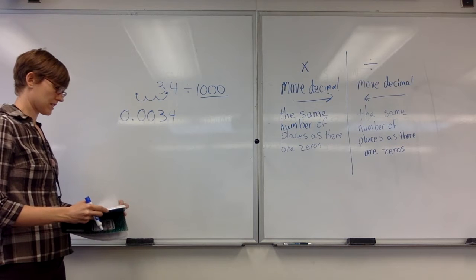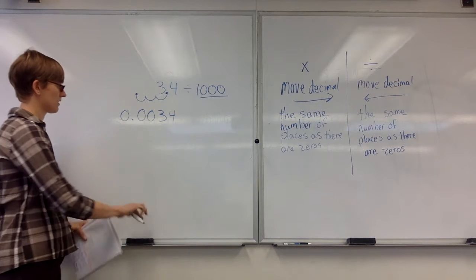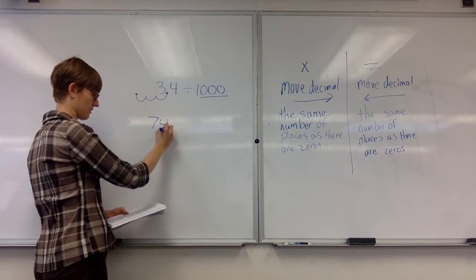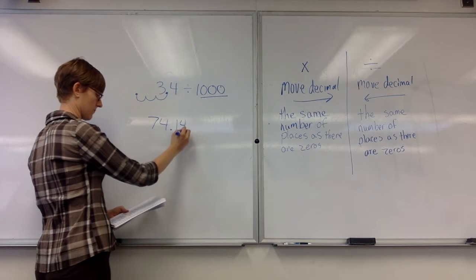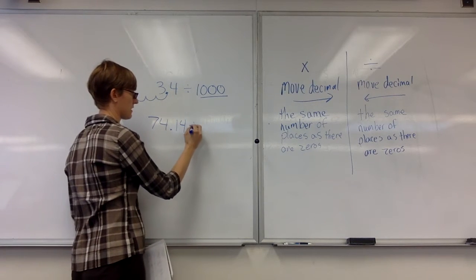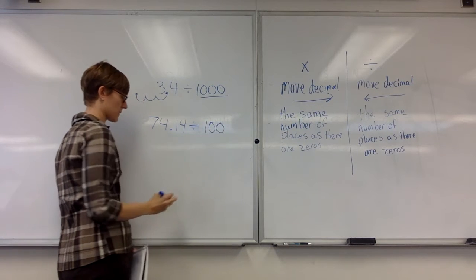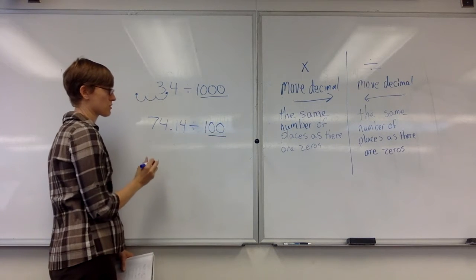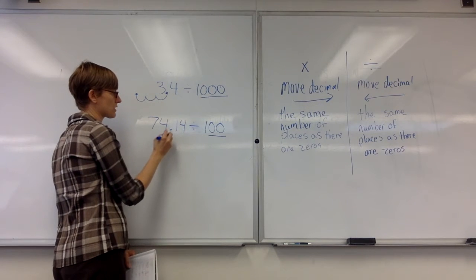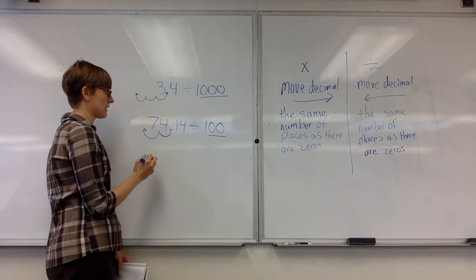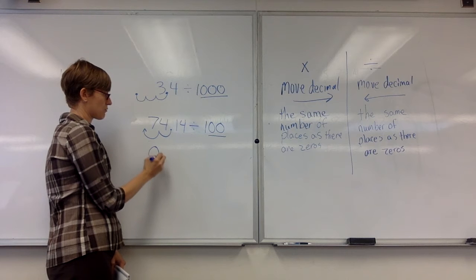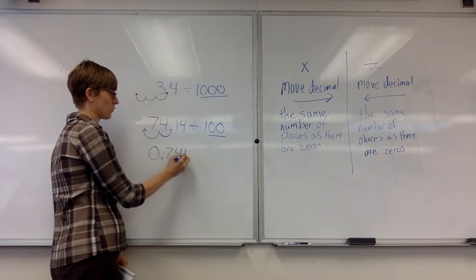Try another one together. I'm going to try the number 74.14 divided by 100. Okay. In my number 100, there are 2 zeros. So you're probably guessing I'm going to move my decimal point 2 places to the left because I'm dividing. So if I move the decimal 2 places to the left, I get 0.7414.